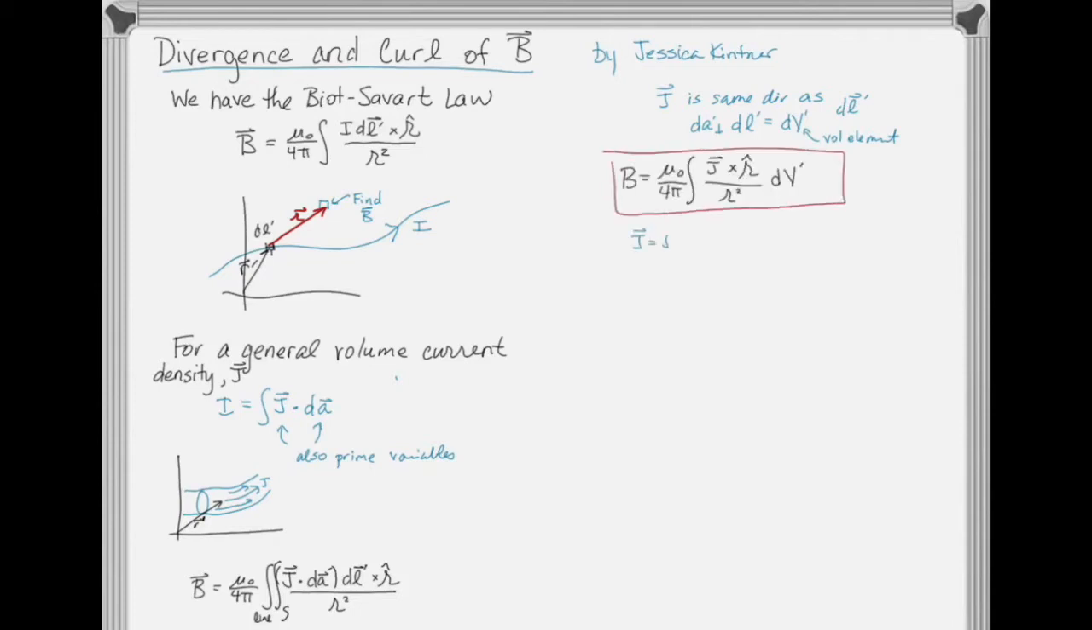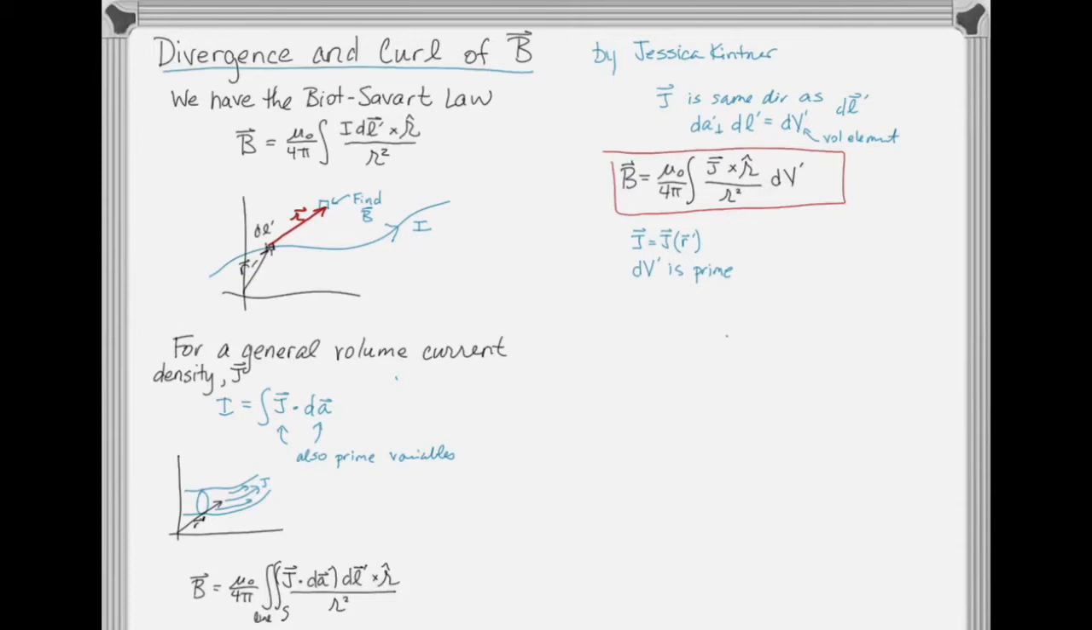B equals, I lost the B vector, it's certainly still a vector. B equals mu 0 over 4 pi times the integral of j cross script r hat over script r squared times dv prime.